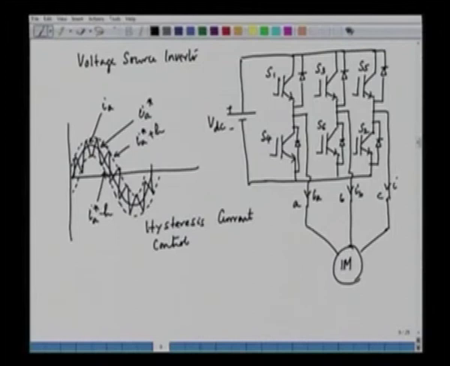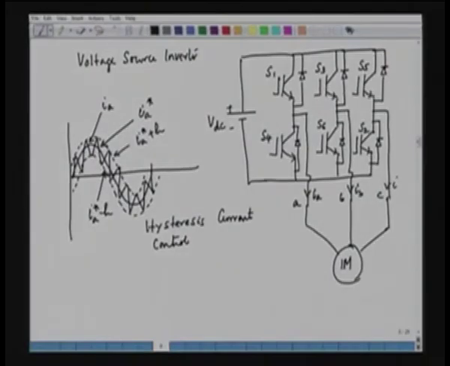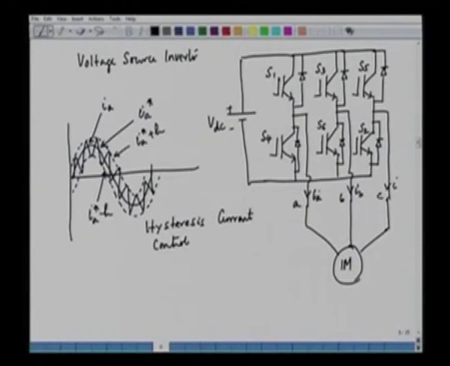So, if you talk about a particular phase, say for example phase A, if we want to increase the phase A current, we switch on the upper switch, and if we want to decrease the phase A current, we switch on the lower switch, and we go on doing like that, and hence the current will rise and fall, rise and fall. So it will basically follow the reference current within the band. So this has got another name also. We call this as band control.